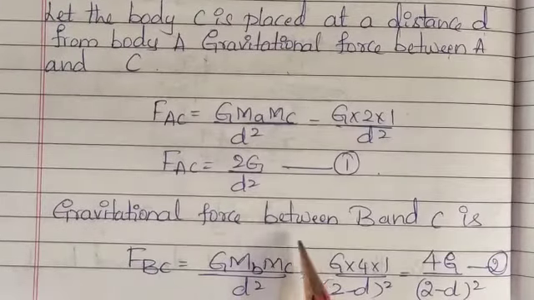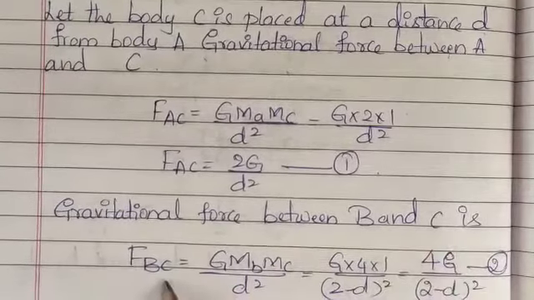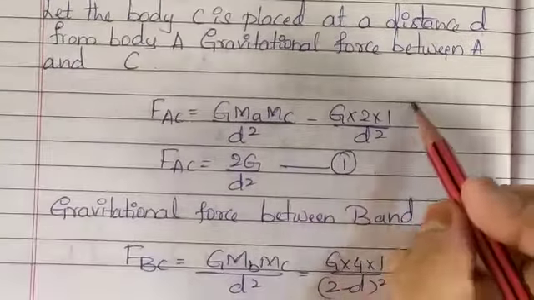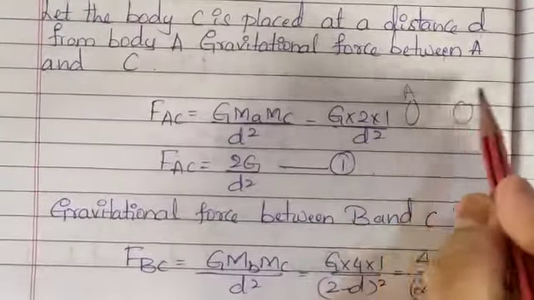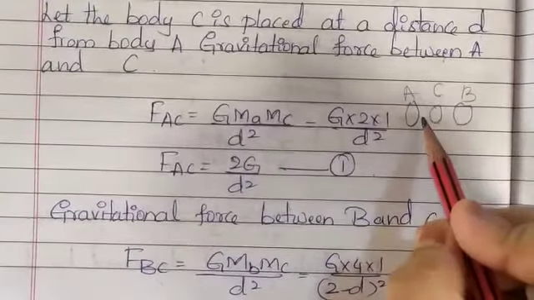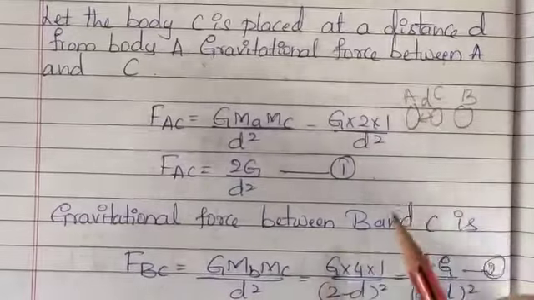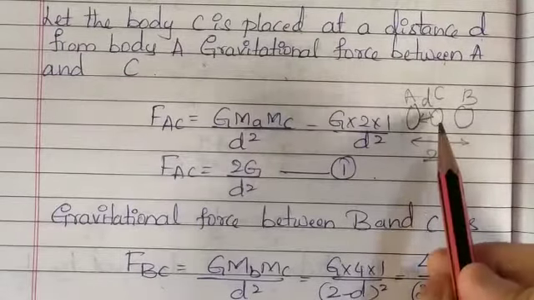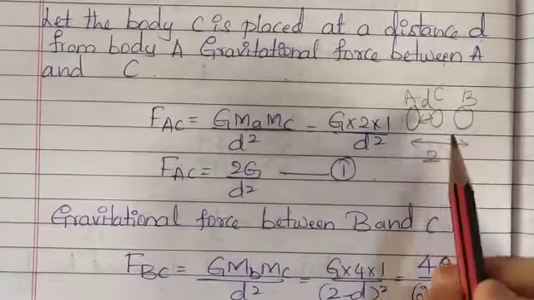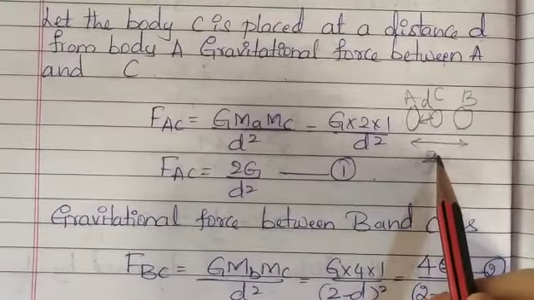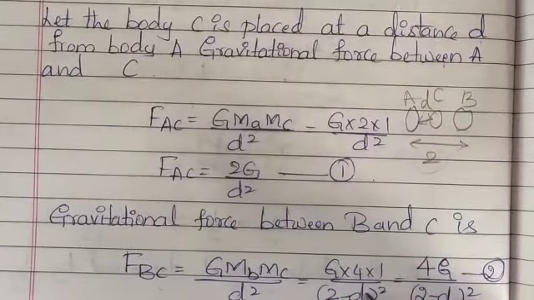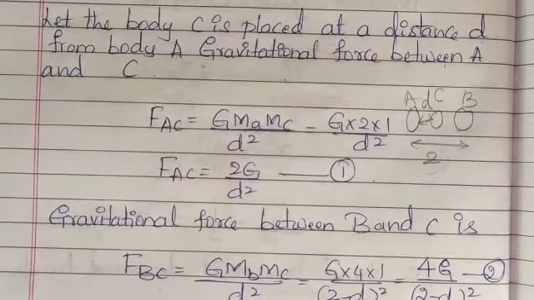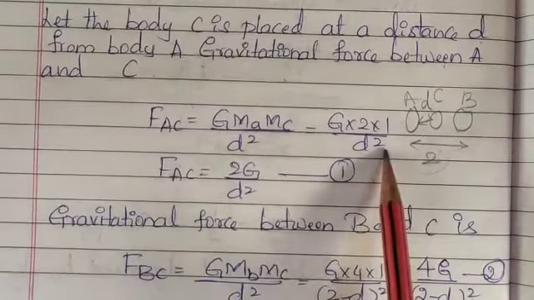Similarly, the gravitational force between B and C, FBC, is the same thing, we are going to substitute it. So here you have considered these two forces. I think you are clear with A, B and C here. The distance between A and C we have considered as d, and the distance between A and B is 2 meter. What is the distance between B and C? The overall distance is 2, so 2 minus d is the distance between B and C. So FBC is equals to 4G divided by 2 minus d whole square. This is equation number 2 and this is equation number 1.